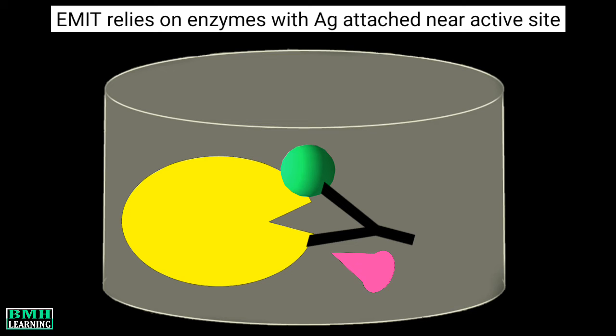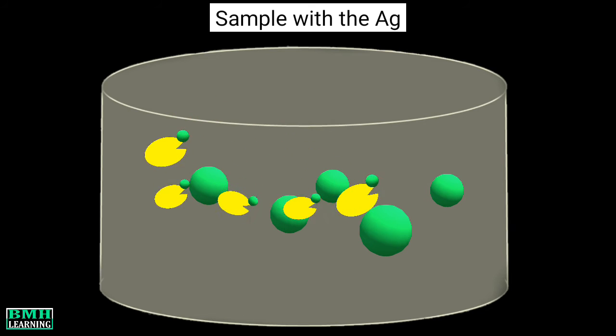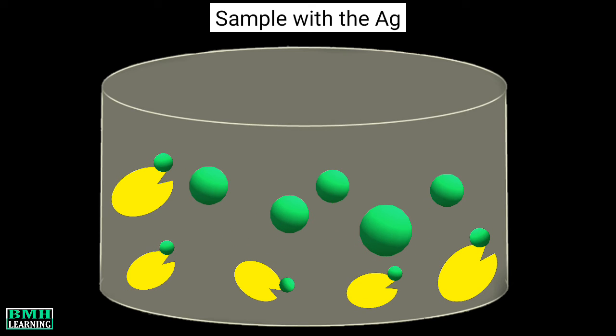Now let's practically apply this principle. First, let's assume there is an antigen in the sample. So we have our sample, and the sample has the antigen we are looking for. Now remember one thing here. The antigen in the sample is actually identical to the antigen we will attach near the active site of the enzyme. So we add the enzyme having antigen attached near its active site. As earlier stated, the antigen on the enzyme and in the sample are both the same.